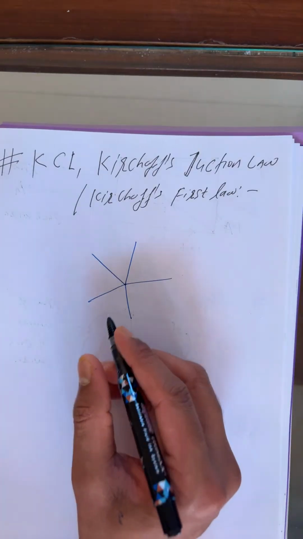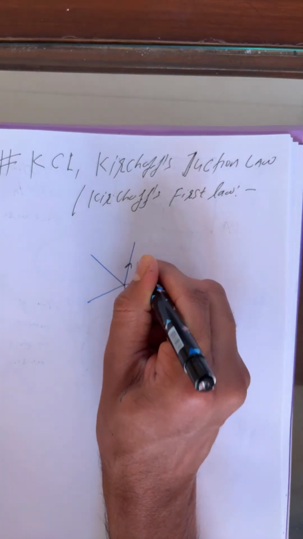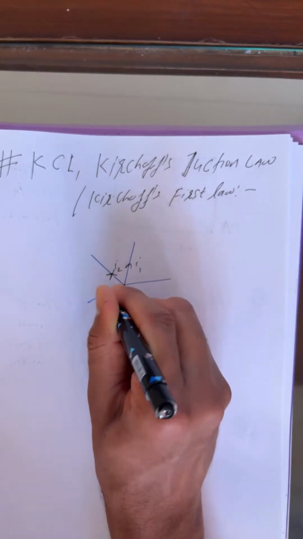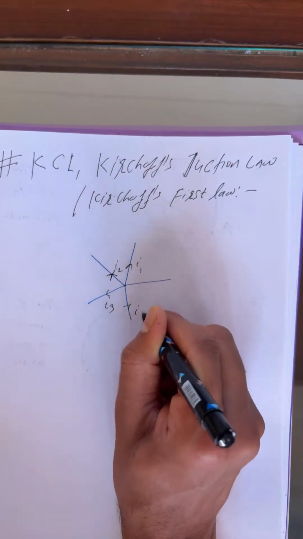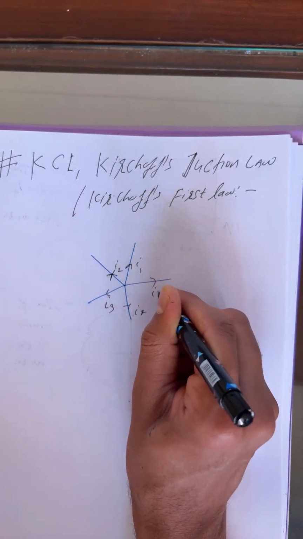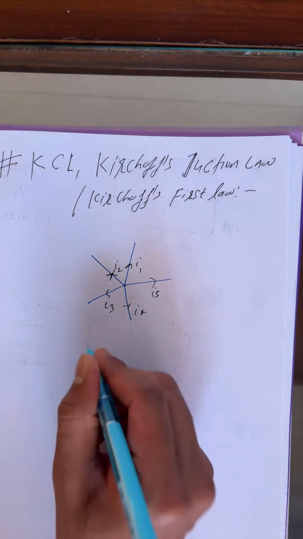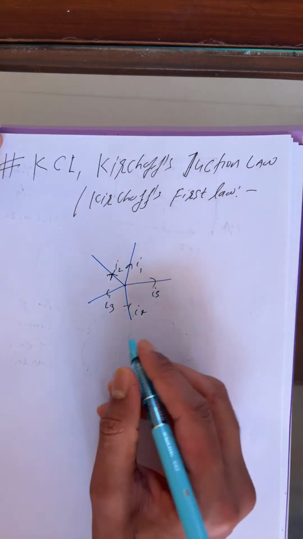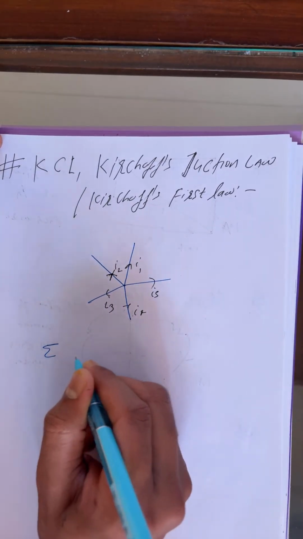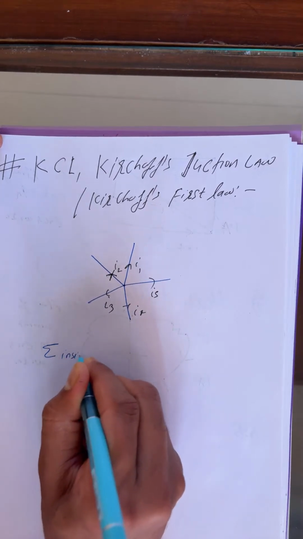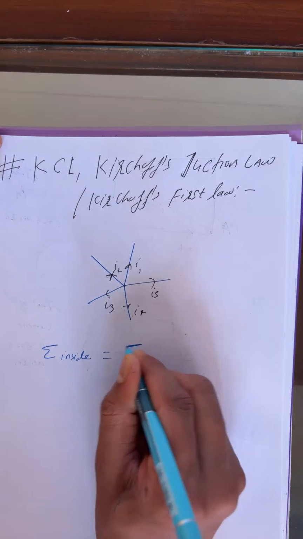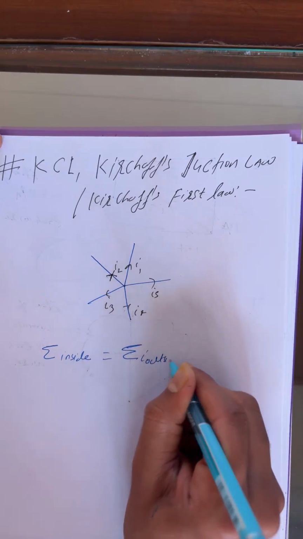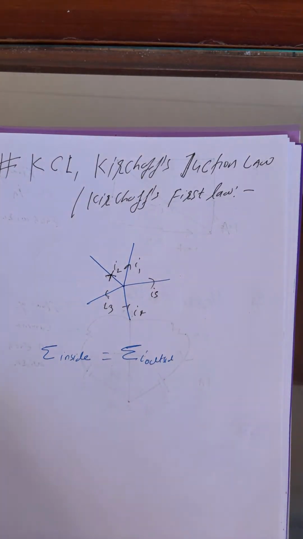Let us suppose I know the currents going: this you can say is I1, this is I2, this is I3, I4, and this is I5. So simply you can write here, I can say the current going inside and outside is the same thing. The summation of current going inside is equal to the summation of current going outside.